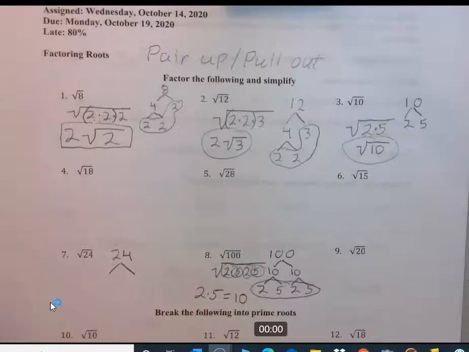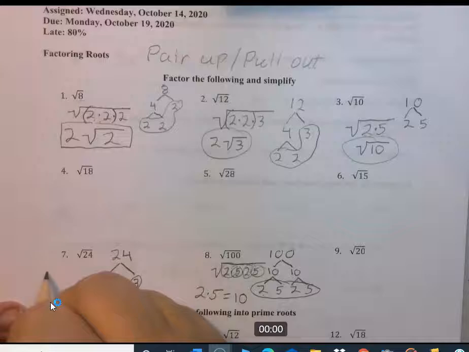Pick any 2 numbers you want. 6 times 4, 8 times 3, 12 times 2. Doesn't matter. Let's go with 8 times 3. That's a prime number. 8 is 2 times 4. 2 is a prime number. 4 is 2 times 2. So the prime numbers here at the bottom of the tree are 2 times 2 times 2 times 3.